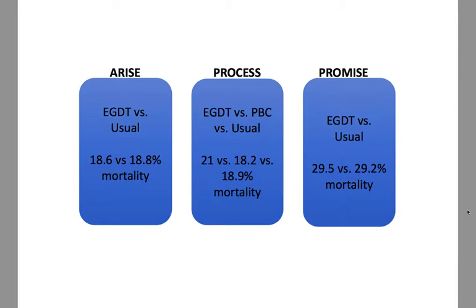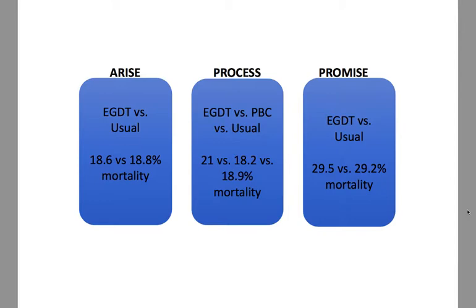The mortality rate was 18 versus 18 in the ARISE trial, which was done in Australia. The PROCESS trial, a big multi-center, huge trial done in the United States, was a little bit different than ARISE or PROMISE. They had early goal-directed therapy versus a protocolized care model, which was a slightly modified version of early goal-directed therapy, versus usual care. Again, they found no difference in mortality. Then the PROMISE trial, a big multi-center study done in England, again found no difference in mortality.